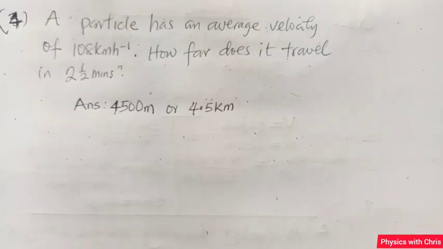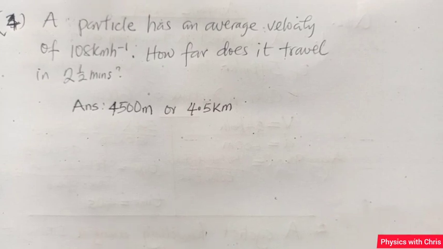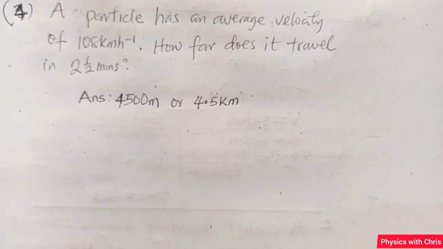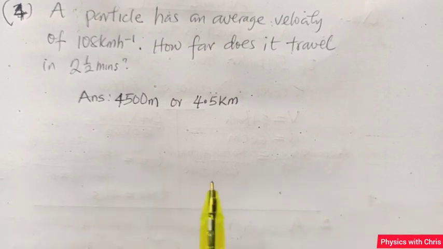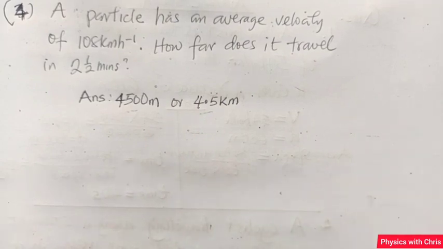A particle has an average velocity of 108 km per hour. We are to find how far it travels in 2.5 minutes. The answer is 4,500 meters or 4.5 kilometers. So I want you to walk this question through to the answer. Ensure that you arrive at this correct answer, 4,500 meters or 4.5 kilometers. So I'll give you some seconds to quickly write down the question while I move to the next question.